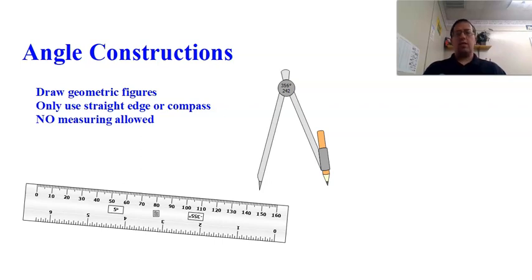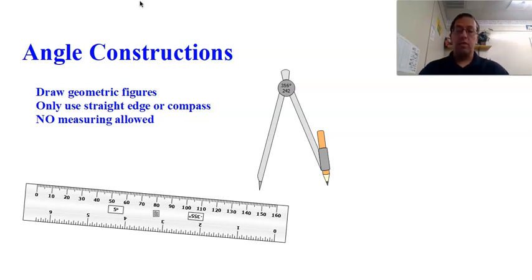Hello class, today we are going to talk about angle constructions. In the previous video we did constructions of segments. We created congruent segments and then we did a perpendicular bisector for segments. Today we're going to do that with angles.